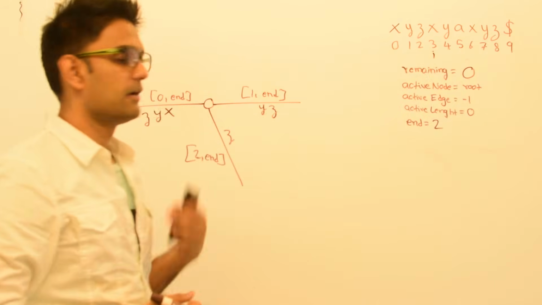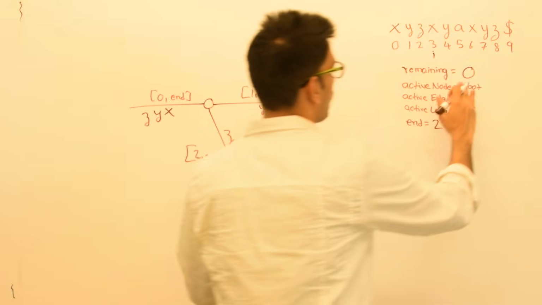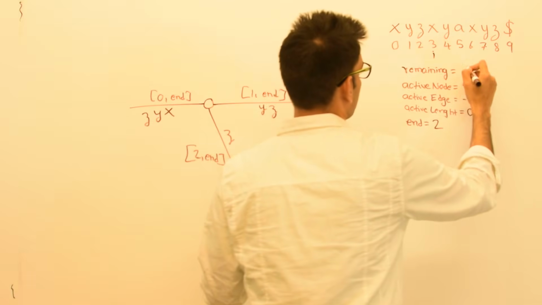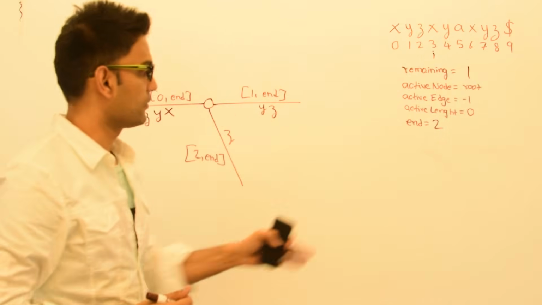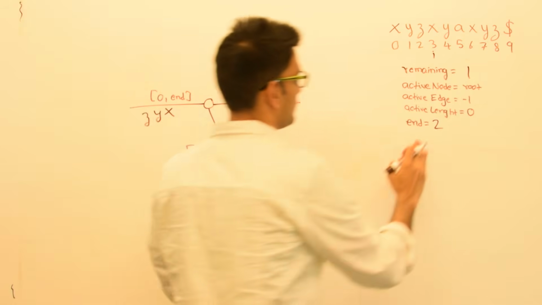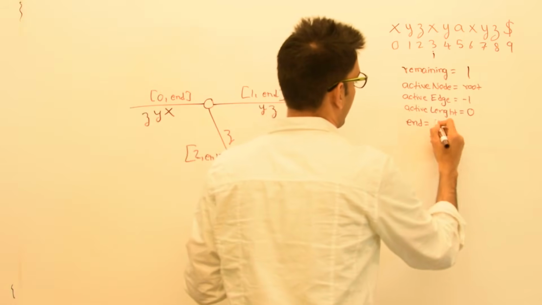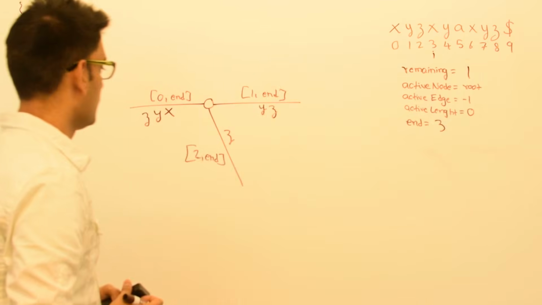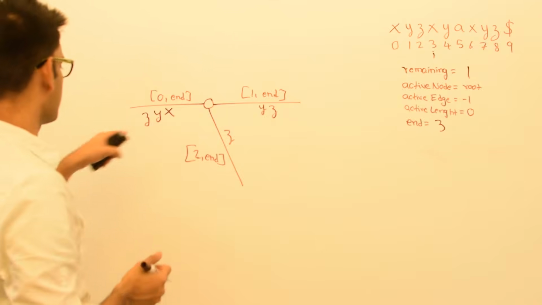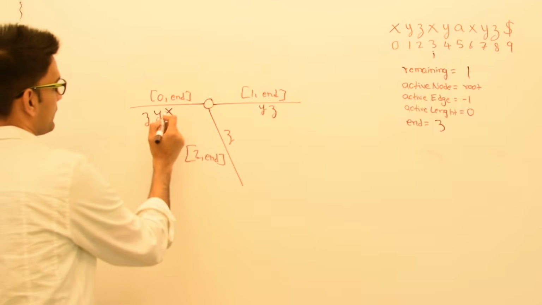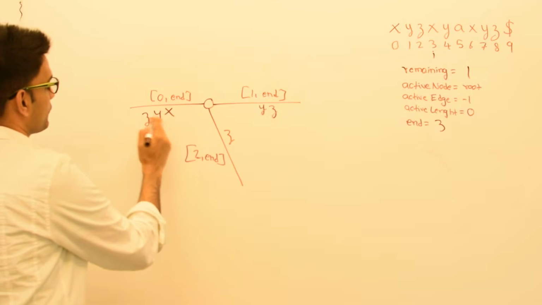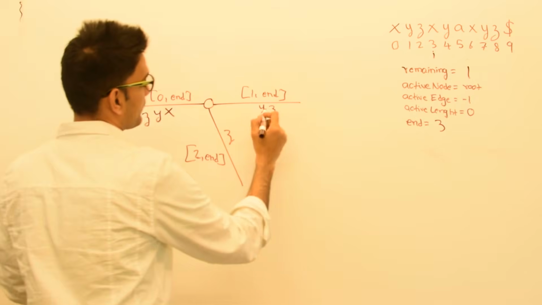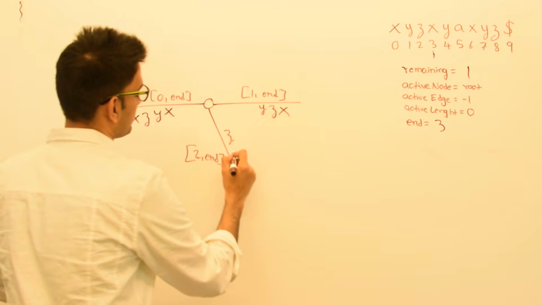So again, we increment our remaining by 1 and go into this for loop while remaining is greater than 0. Also we increment our end. So end becomes 3. So as soon as end becomes 3, our rule 1 extension happens. So this really is representing x, y, z, x. And this is representing y, z, x. And this is representing z, x.